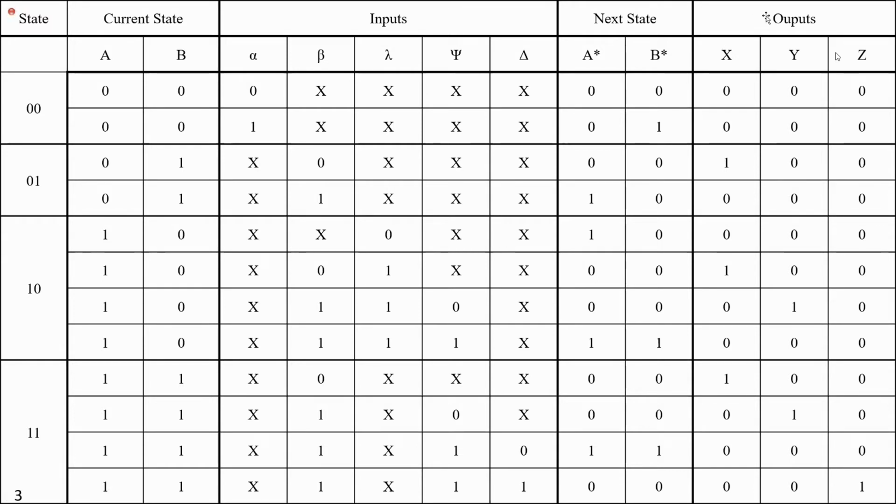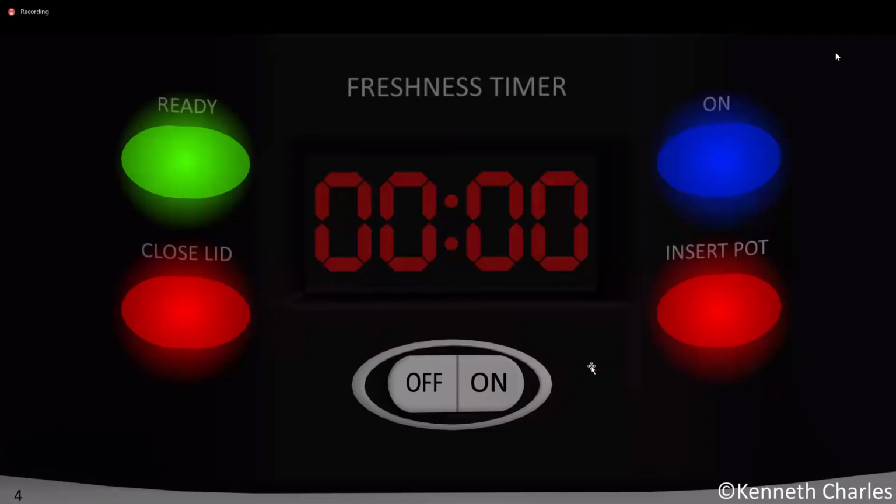Then for X, Y, and Z, X is to check to see if the lid is open. That's the LED that turns on. Y is the carafe LED, and Z is saying that it's successfully brewed. So just following through the ASM chart, we're able to then fill this out. And then next, these were the expected outputs.